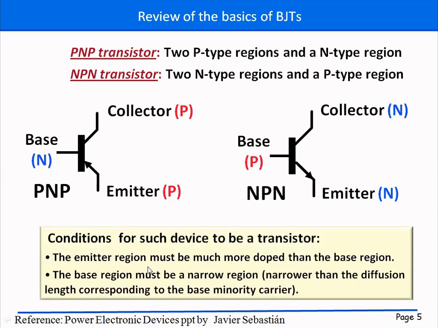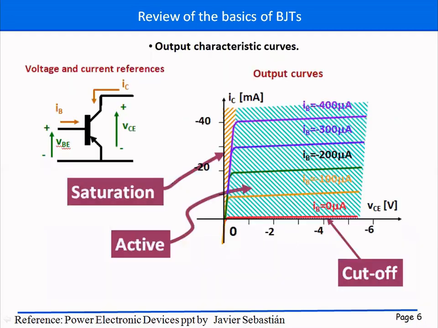At the time of constructing the transistor, we need to follow some conditions. First, the emitter region must be much more doped than the base region. The emitter region is always highly doped as compared to the base region and also the collector region. Second, the base region must be narrow so that we get more gain of the transistor in amplification applications.